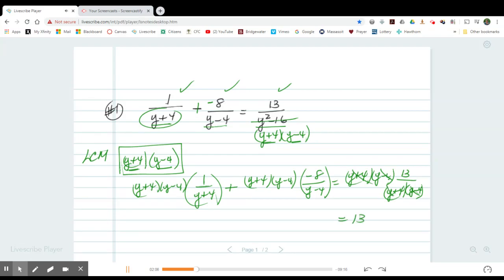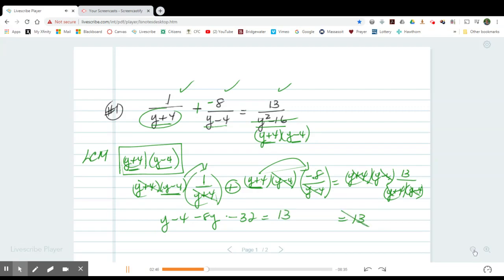That's pretty neat. And what happens here is, you're going to lose the y plus 4s here. You're going to lose the y minus 4s there. The denominators all go away. Now it's a matter of multiplying what's left. So y minus 4 times a positive 1, well, that's going to give me y minus 4. I could use this plus sign, but I don't want to get too greedy here. I want to take y plus 4 and multiply it by a minus 8. So minus 8 times y is minus 8y. Minus 8 times a positive 4 is minus 32, equal to 13.